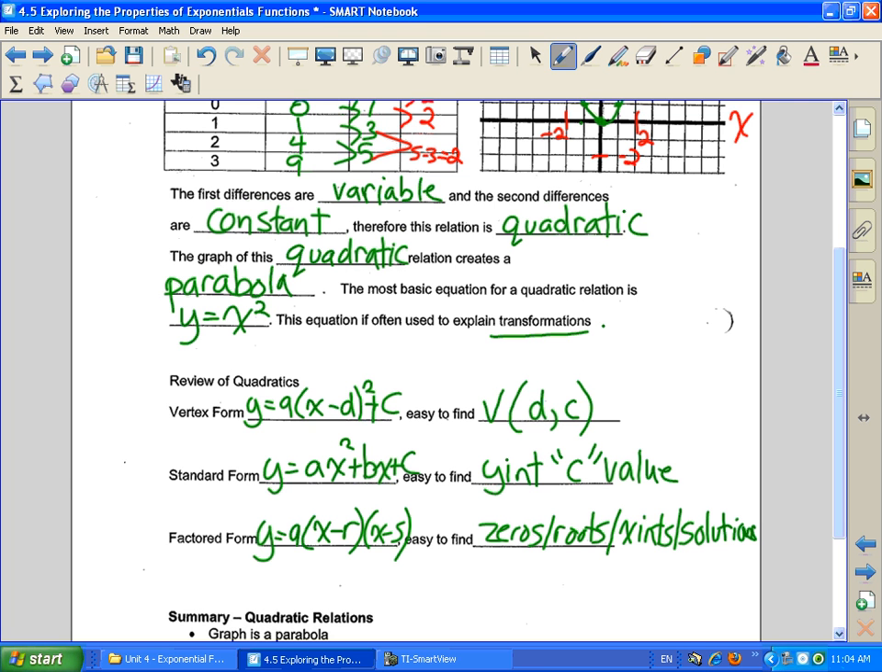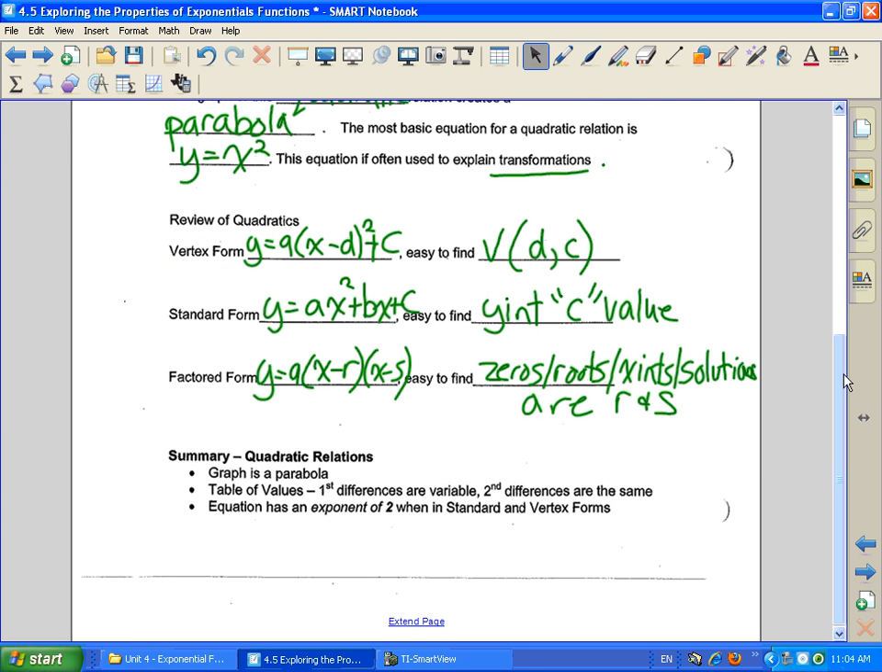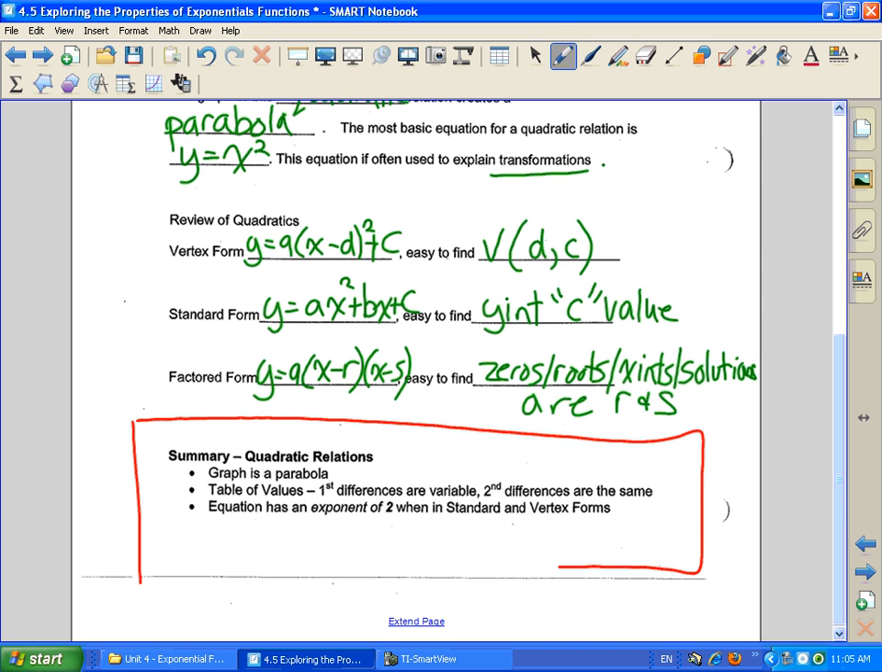And just remember they are the letters or variables r and s, opposite of what you see in your brackets. Okay, let's summarize quadratics, folks. To summarize quadratics, we know that the graph is a parabola. We know that in the table of values, the first differences are variable and the second differences are constant, or the same. We know that the equation has an exponent of 2 when in standard and vertex forms.